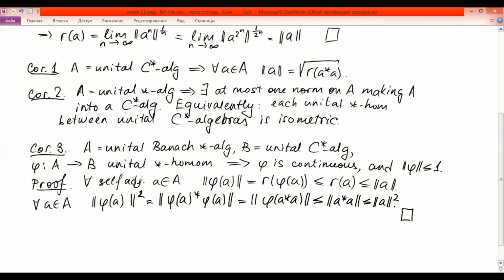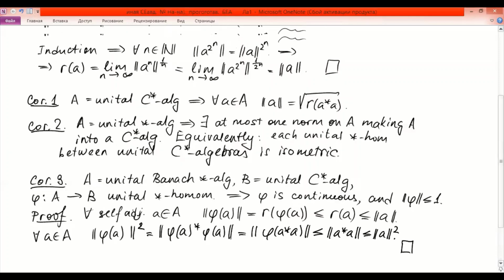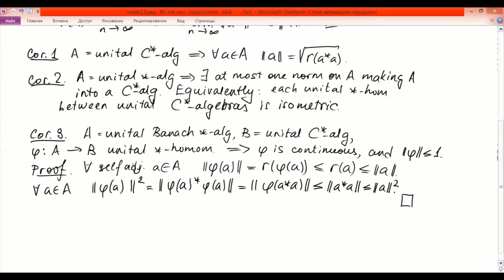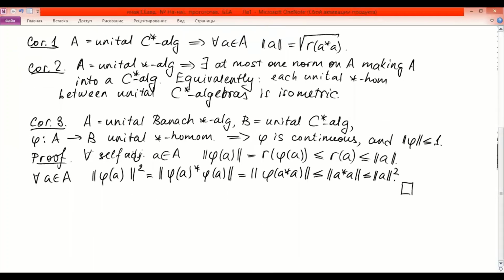Okay, so these are the corollaries of the fact that the spectral radius of a normal element is equal to the norm of this element. And now let's look at some properties of the spectrum.